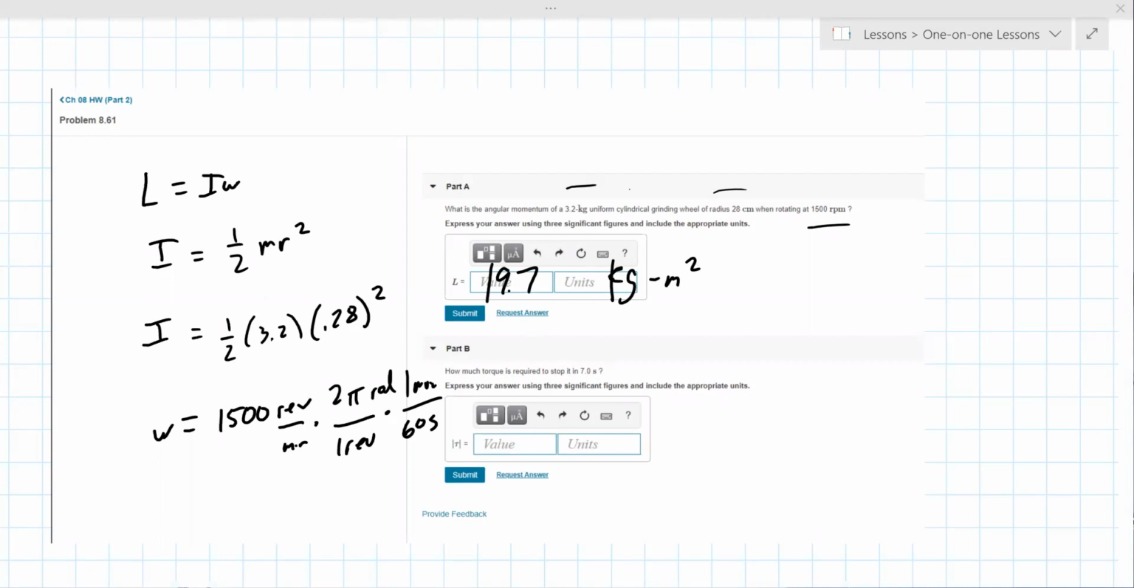Wait, what? Is it kilograms subtract meters squared? No, it's times. Oh, that's what I got wrong. Okay, my bad. Yeah, I'm doing that incorrectly. Is that correct? I think that your answer is correct. Oh, I'm entering it incorrectly. That's my bad. Kilograms times meters squared. I put kilogram times meters squared, but it said it wasn't acceptable for some reason.